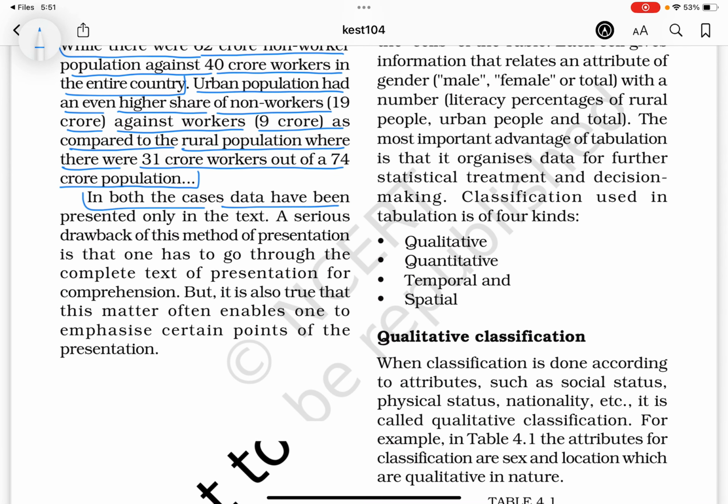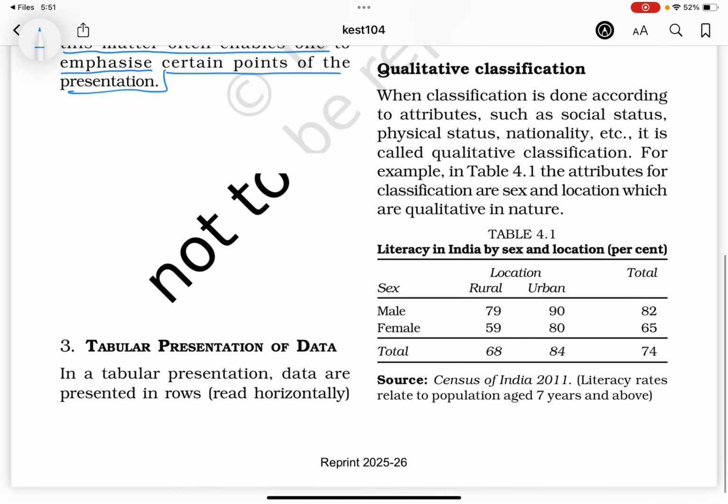In both the cases, data have been presented only in text. A serious drawback of this method of presentation is that one has to go through the complete text of presentation for comprehension, but it is also true that this method often enables one to emphasize certain points of the presentation.